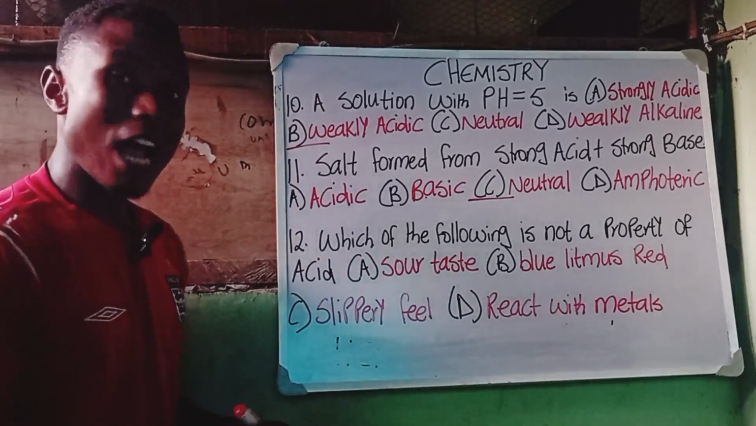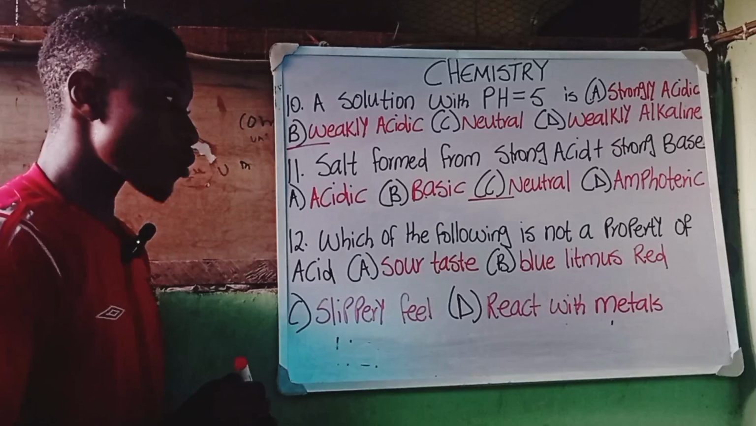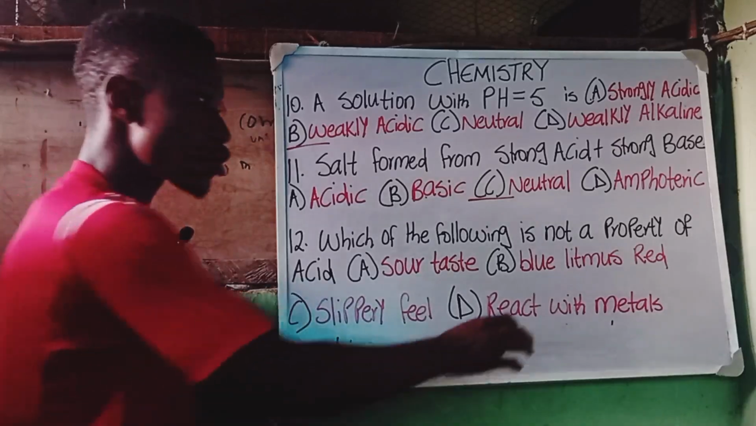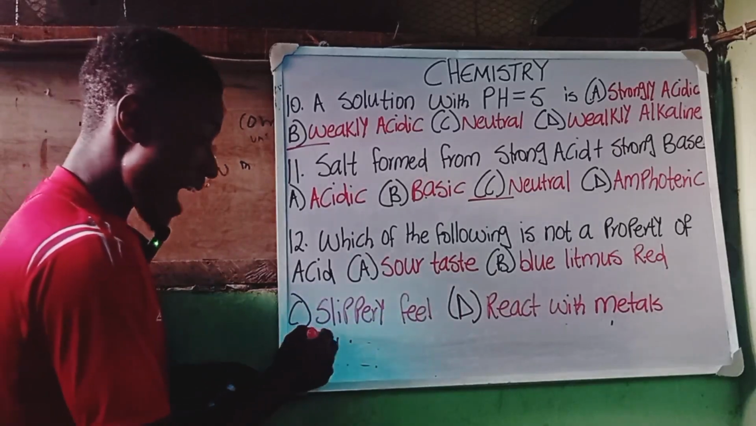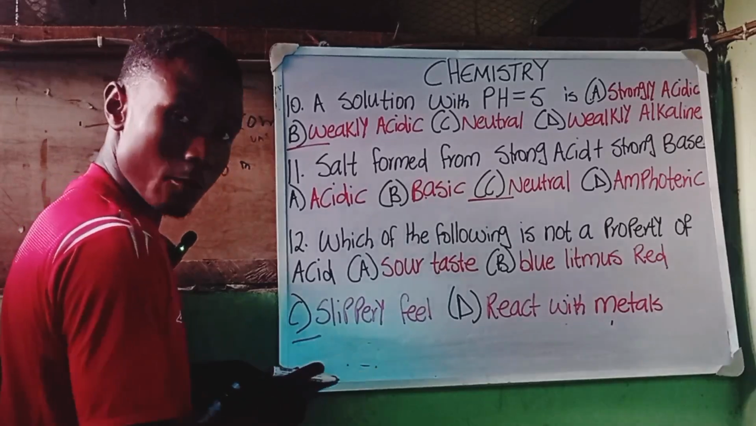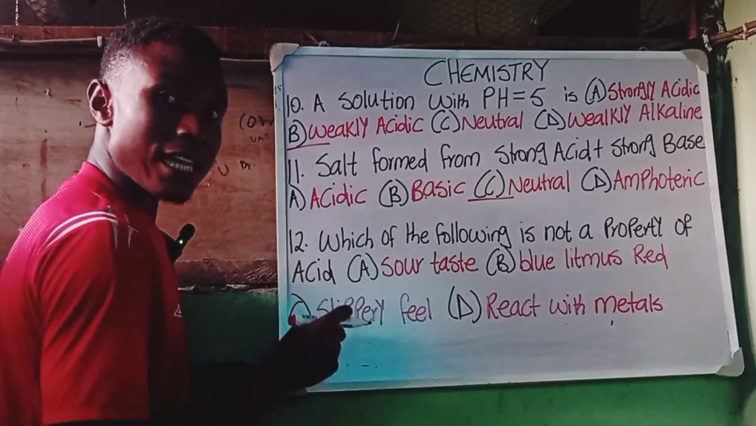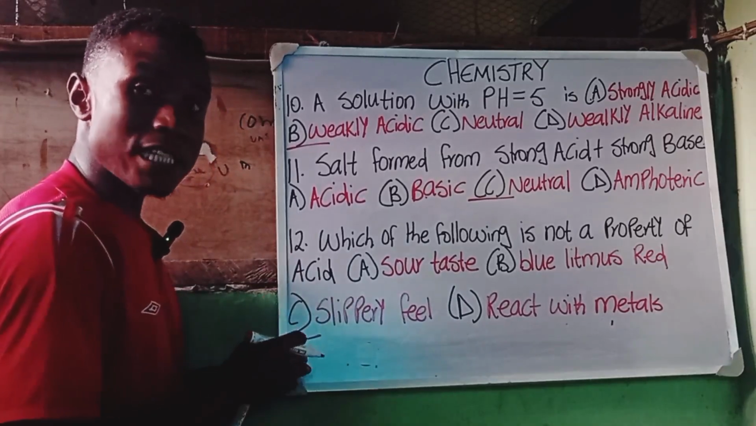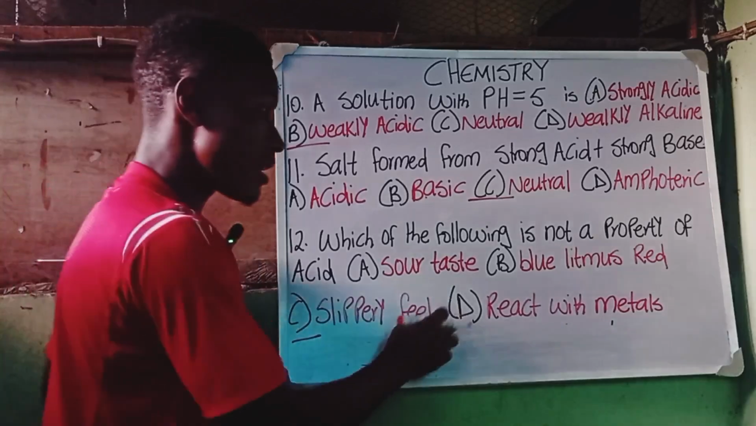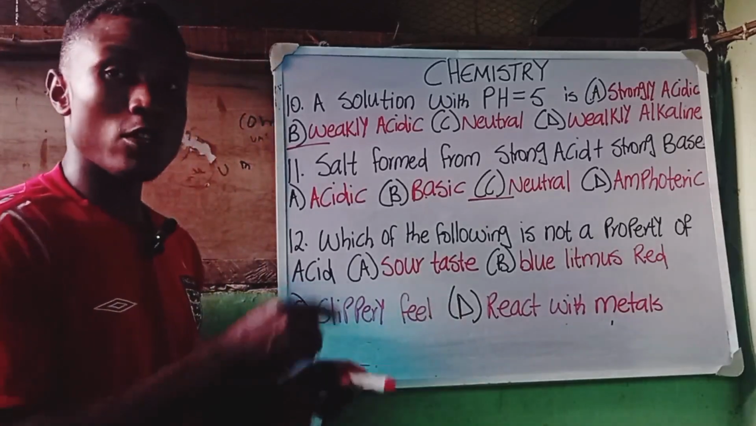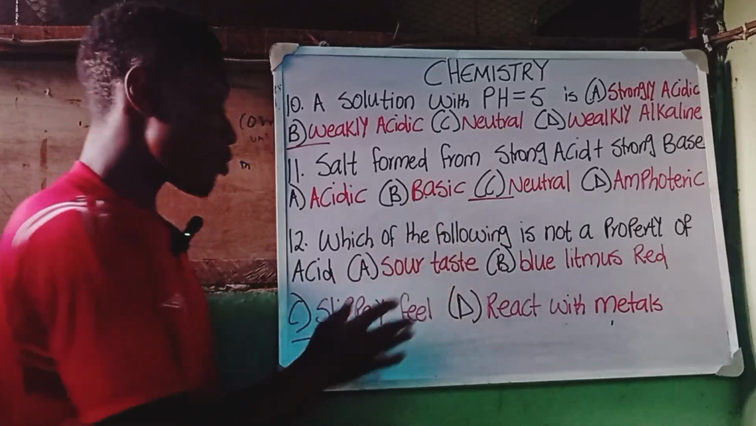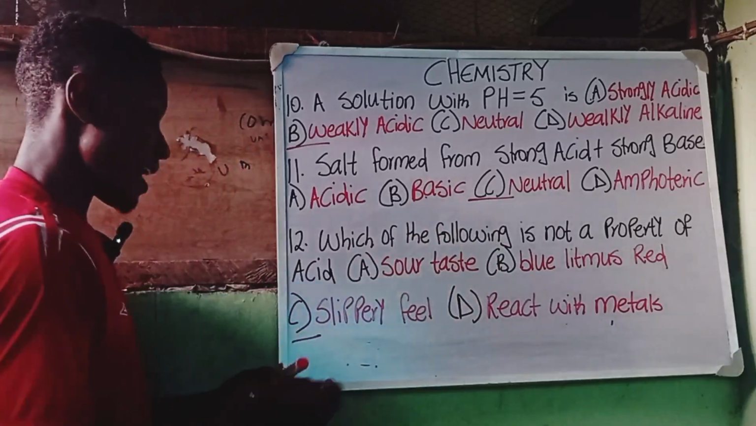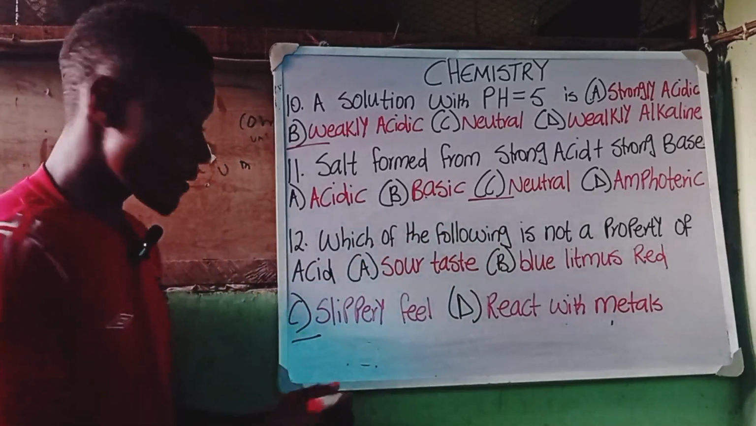Now note, acid has a sour taste. So option A is correct. Also note that acid turns blue litmus paper red. And C, which is slippery feel. Acid does not have a slippery feel. Right? So a slippery feel is a characteristic of bases. And D, reaction with metals. Acid reacts with metals to give us salt and water. So for question 12, which of the following is not a property of acid? The correct answer is slippery feel, which is option C. We have question number 13.